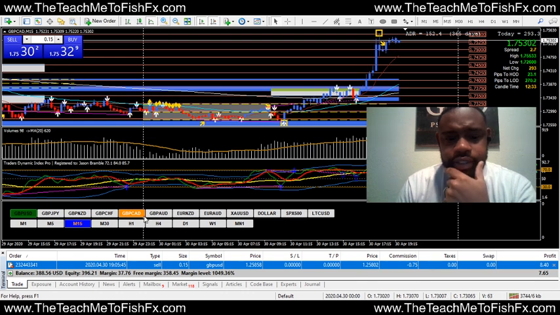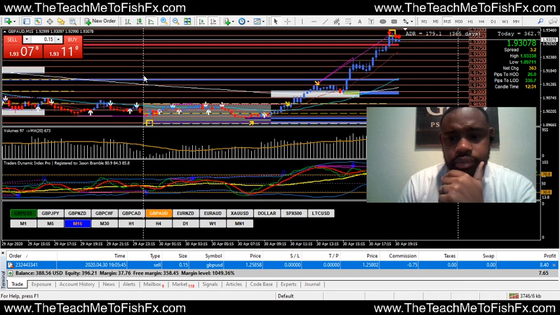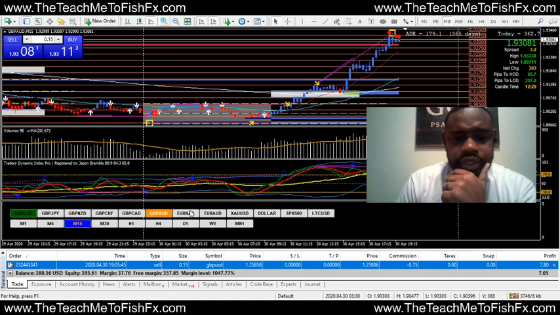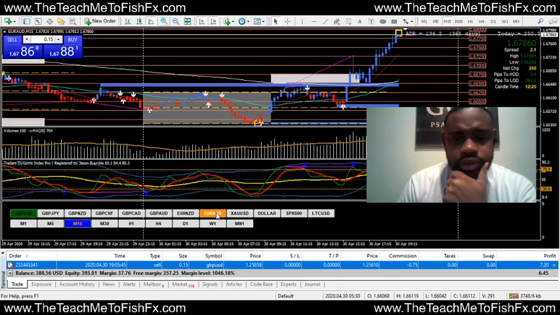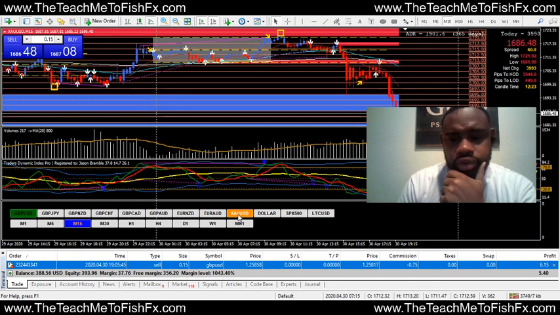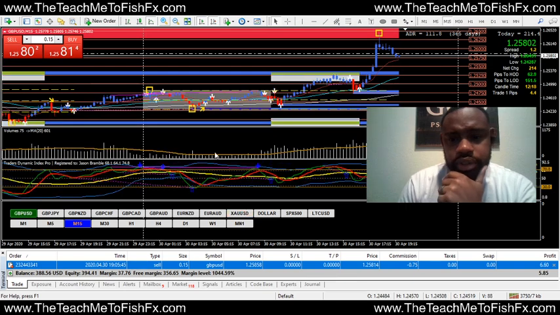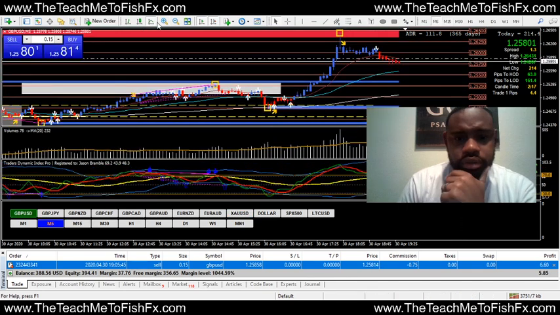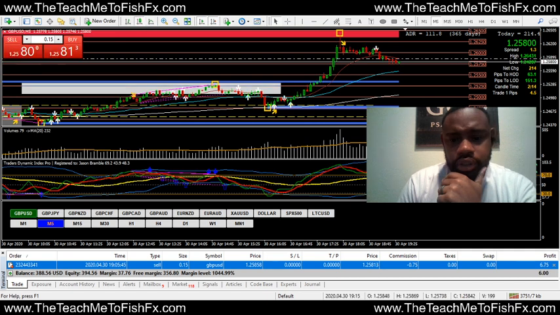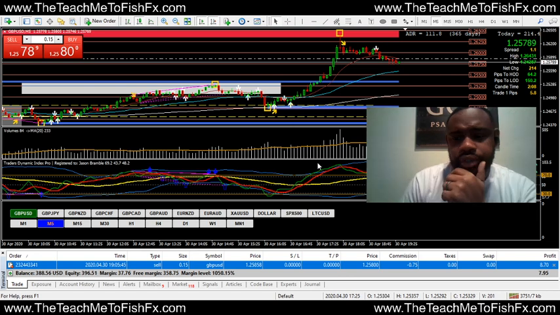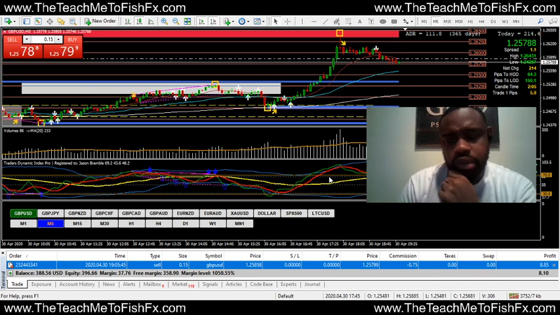GBP CAD is still working on the trade. It may go up a little bit more. Same thing with GBP CHF, Euro NZD, same thing, still working. Gold, still working. So let's take a look at this GBP USD real quick. It's almost at the bottom of the TDI, so I don't even know if I'm gonna get those 30. Yeah, so we've got less than 2 minutes left in this candle.